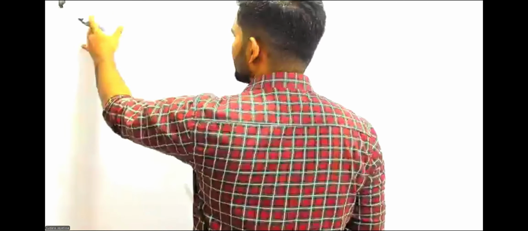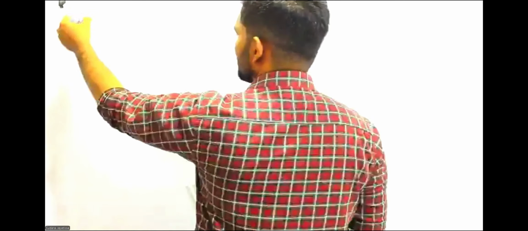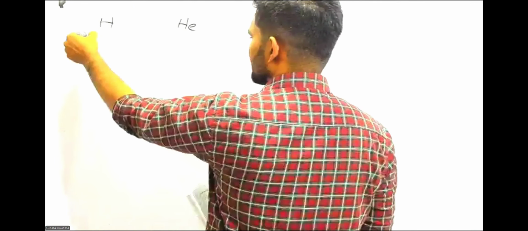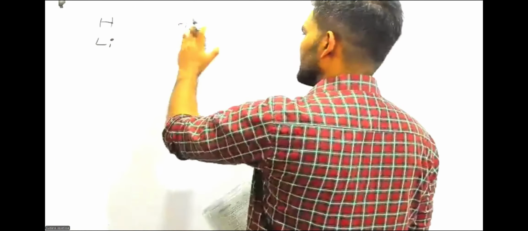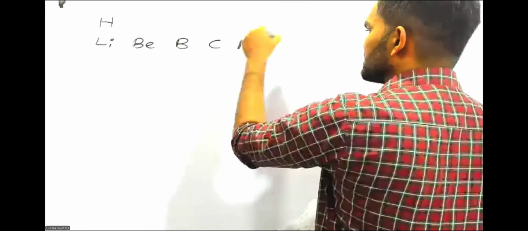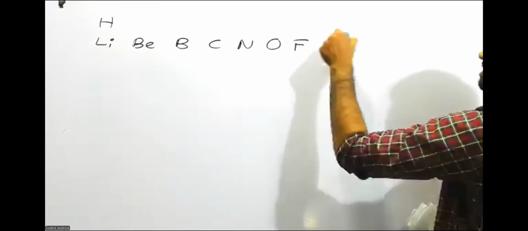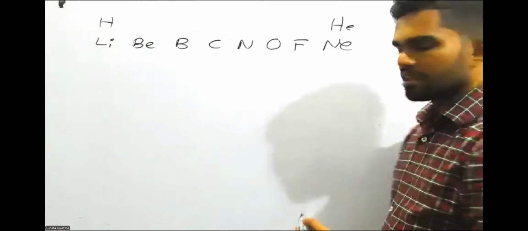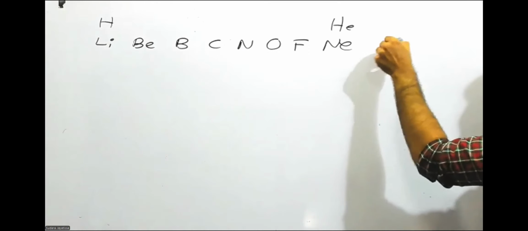If you go to the first row, you have hydrogen and helium. So second row means starting from lithium, right? So lithium, beryllium, boron, carbon, nitrogen, oxygen, fluorine, and neon. These are the second row elements. Anyway, you will be given a periodic table. So this is your second row.